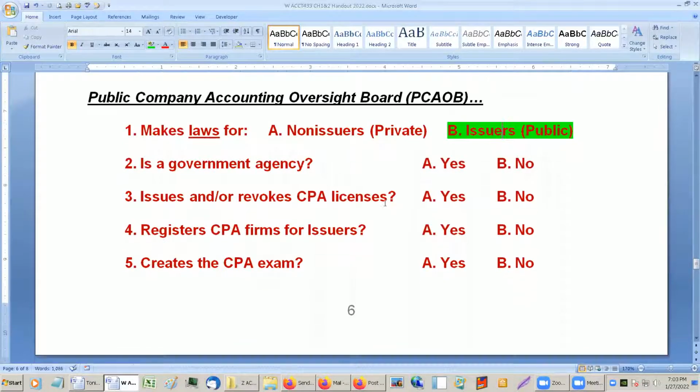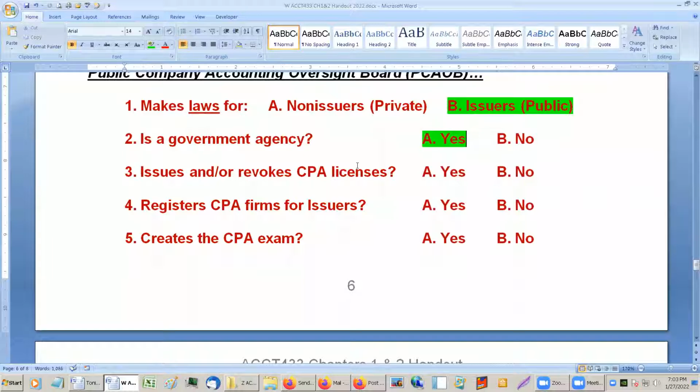Is it a government agency? Yes. Issues and revokes CPA licenses? No. No. Nope. Only states. Registers CPA firms? Yes. Creates the CPA exam? Nope. Nope. What do I do here?